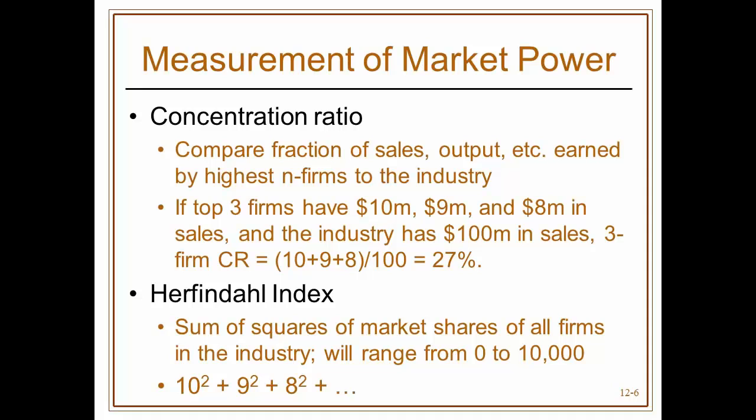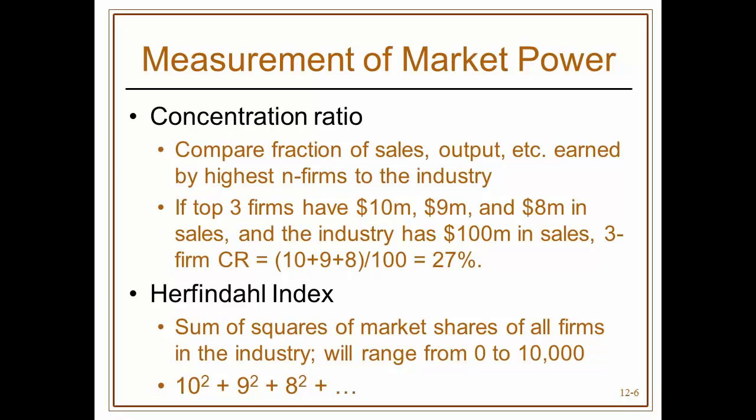It can be a little misleading because the top 3 firms having a certain amount of sales doesn't really say anything about how many other firms there are in the industry. You could get the same numerical result of a 3-firm concentration ratio of 27% if the top 3 firms had $25 million and then $1 million and then $1 million. If the biggest one had $25 million in sales, the second place one had $1 million, and the third place one had $1 million, you would still get a 3-firm concentration ratio of 27%. But that particular industry would be a lot more like a monopoly than the example that we have here. So the concentration ratio can be helpful, but it can be somewhat misleading too.